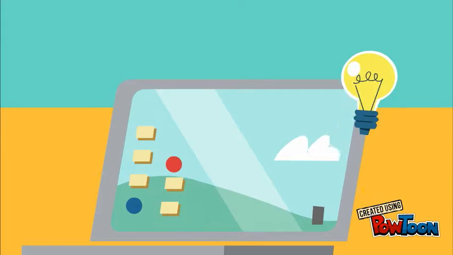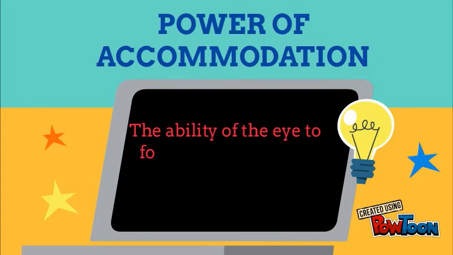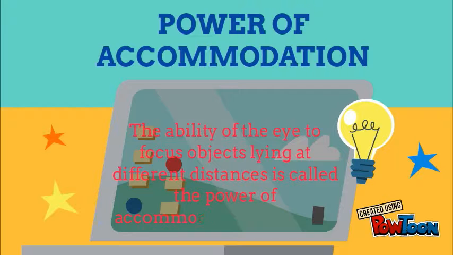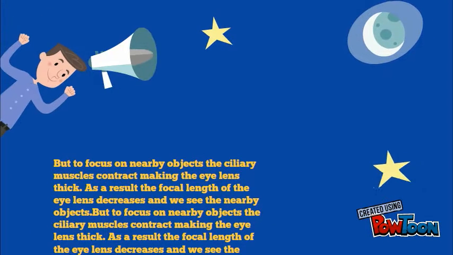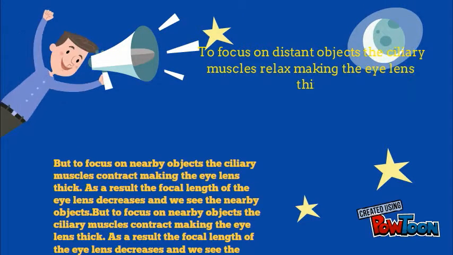Power of accommodation. The ability of the eye to focus on objects lying at different distances is called the power of accommodation of the eye. To see distant objects, the eye lens becomes thin and focal length increases, and for near objects, the eye lens becomes thick and focal length decreases.